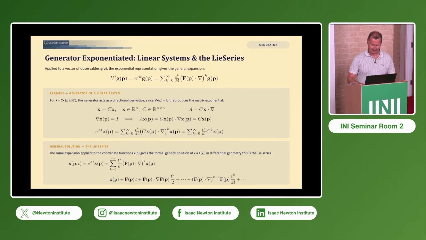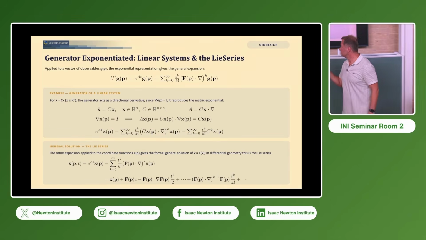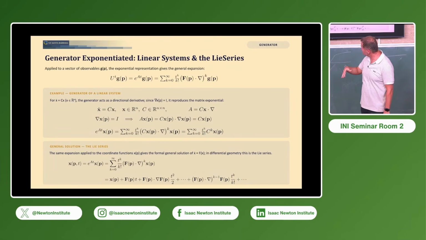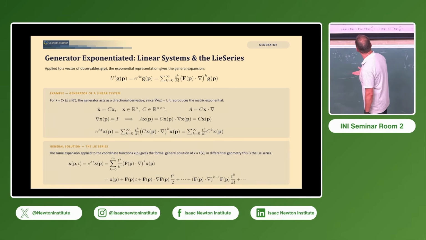All right. So what I'd like to do now is give you two things. One is the description of linear systems using this exponentiation, and for that, we're going to have to change the perspective a little bit. And the second one is I'll derive what is called Lie series in geometry from the operator theoretic point of view. And you will see that that is an expansion that is kind of interesting in itself.